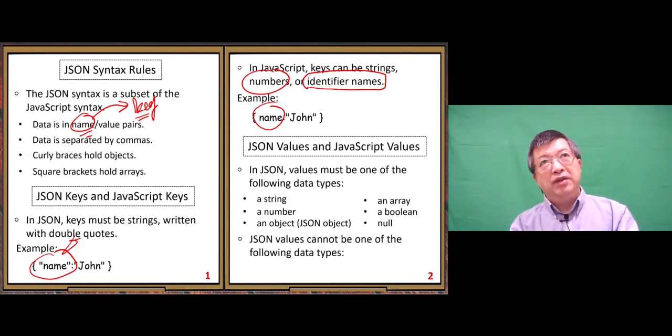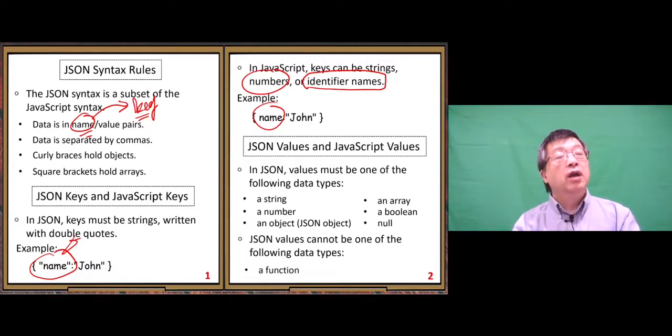So then the JSON values cannot be one of the following types. These types you cannot use as a JSON value. The first one, a function. A function, the definition of a function. We cannot. Do not use that as a JSON value. Property value.